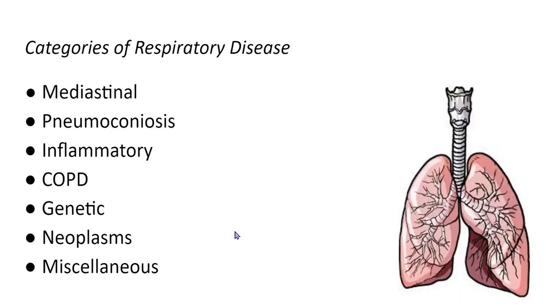There are several categories of respiratory disease that we'll discuss in these lectures. First of all, respiratory diseases of the mediastinum, pneumoconiosis, and that refers to respiratory diseases that are attributed to occupational exposure. And we'll talk more about that later. Inflammatory respiratory diseases, the COPD family of respiratory diseases, we'll discuss a few of those. There is a genetic respiratory disease we'll discuss.